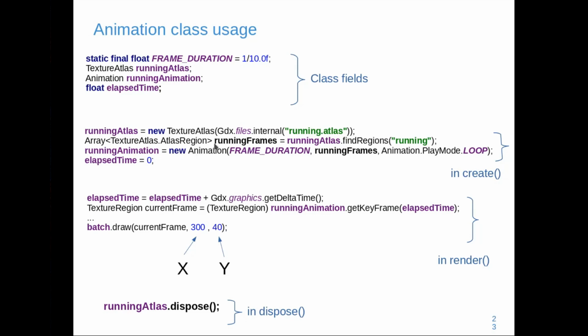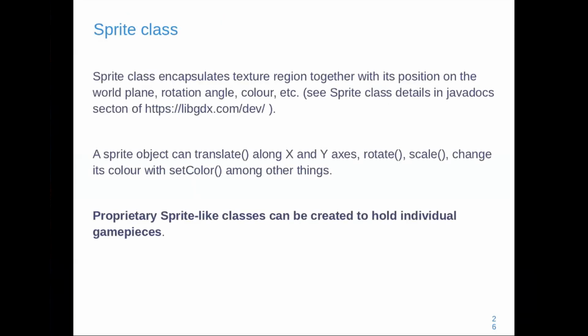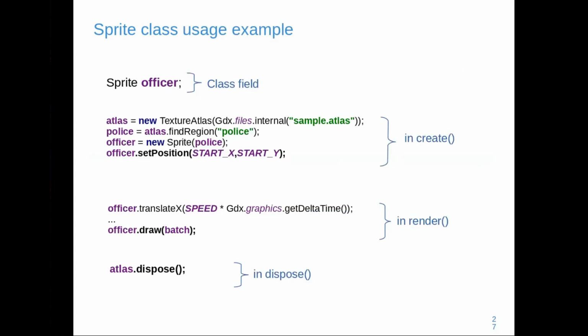The key thing is that you need to get an array of these texture regions using findRegions method of the texture atlas. And again, what you will see by running animation example.zip is a running man, and I leave you to explore it. Another thing you can do is sprite. Sprite is like a texture region, but it also contains some data. In other words, instead of specifying coordinates where you want to draw your sprite in the draw method, these coordinates, size and scale, they're already incorporated in the sprite object.